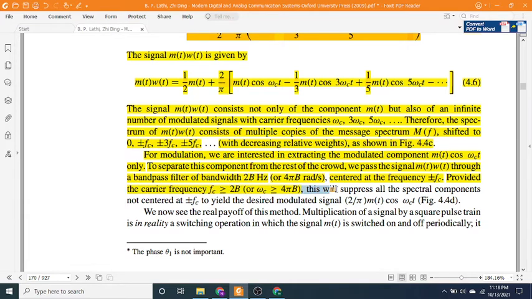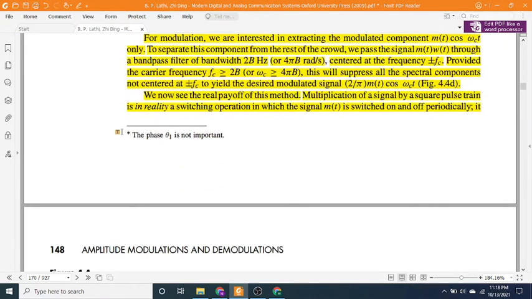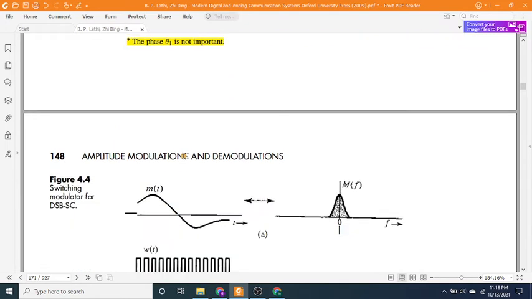This will suppress all the spectral components not centered at ±f_c to yield the desired modulated signal (2/π) m(t) cos ω_c t, Fig. 4.4d. We now see the real payoff of this method. Multiplication of a signal by a square pulse train is in reality a switching operation in which the signal m(t) is switched on and off periodically. The phase θ1 is not important.